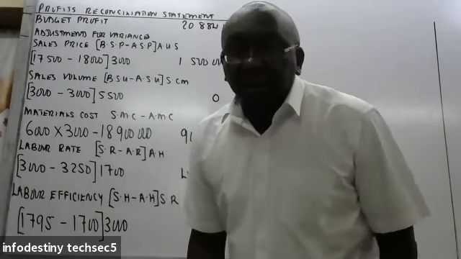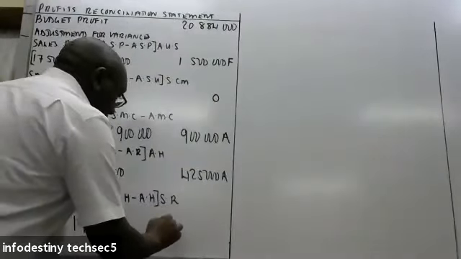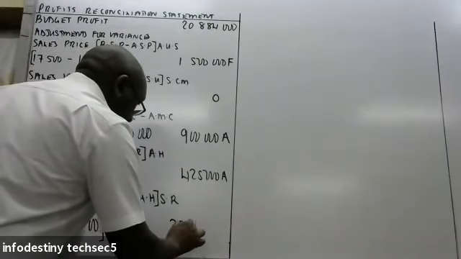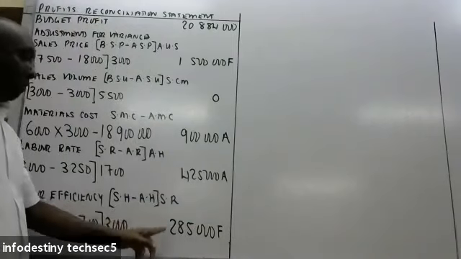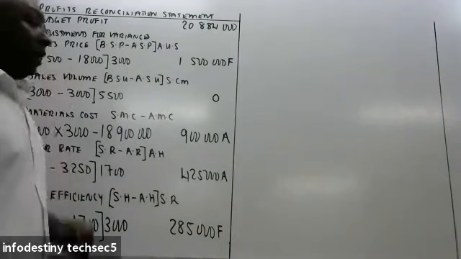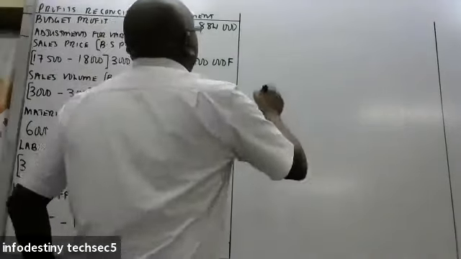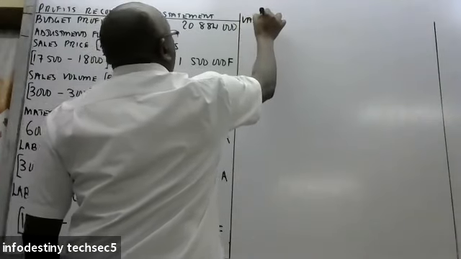Yeah, good. I can see them coming. 285,000 favorable. So these two, when we combine them, they give us the total that we should have had. Let's go to variable overheads.